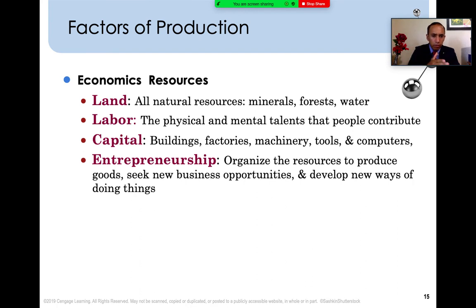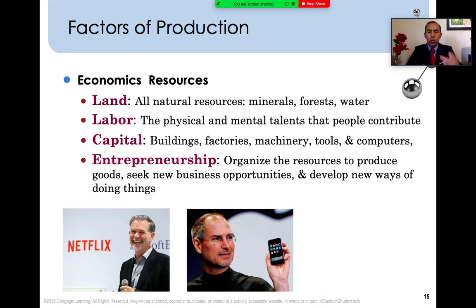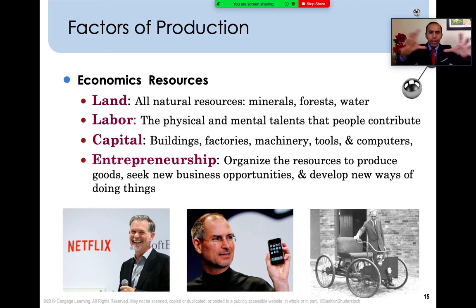Capital consists of the buildings, factory, machinery, tools, and equipment, along with the entrepreneurship that organizes the resources to produce goods and services and seeks new business opportunities and develops new ways of doing things, such as Netflix, for example. The entrepreneurs are the innovators, the creators, and those that combine all of the elements, including technology. So very important. Economic resources are different than financial resources.